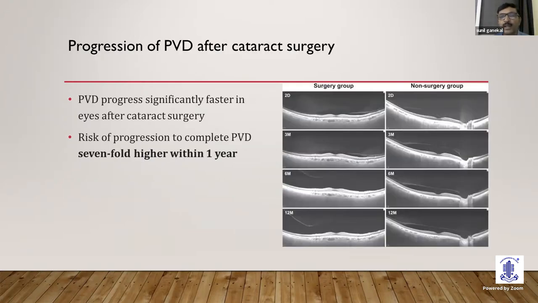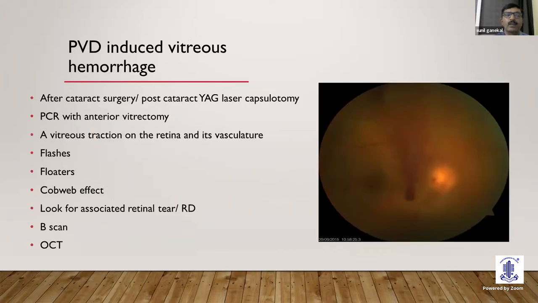As we all know, PVD usually progresses very fast after cataract surgery. As shown by this pictorial diagram, there is a sevenfold higher incidence of PVD within one year post-cataract surgery. So it is one of the most significant causes of vitreous hemorrhage post-cataract surgery. You tend to see PVD-induced vitreous hemorrhage after cataract surgery, or sometimes later, when you do an YAG laser capsulotomy. Intraoperatively, the incidence of PVD increases if one encounters a PC rent associated with anterior vitrectomy.